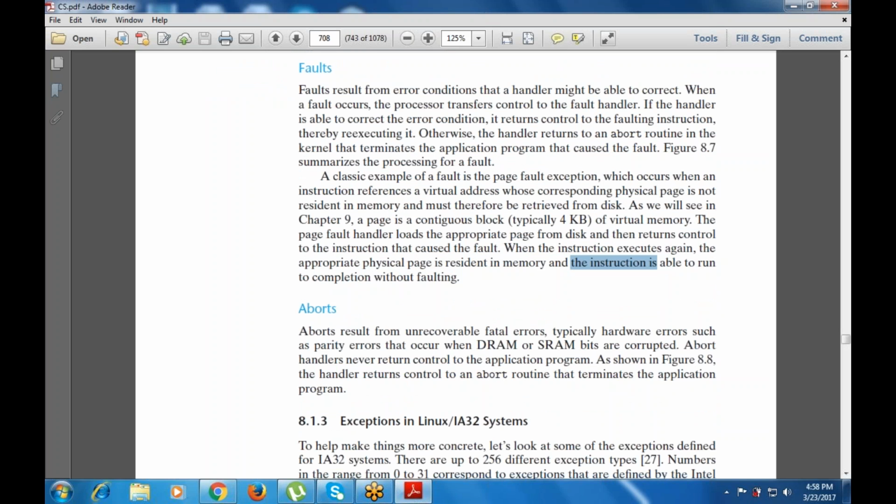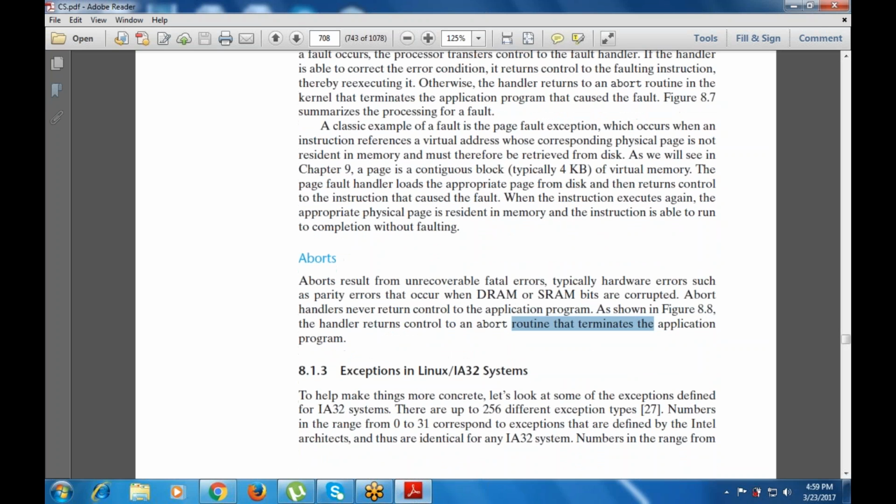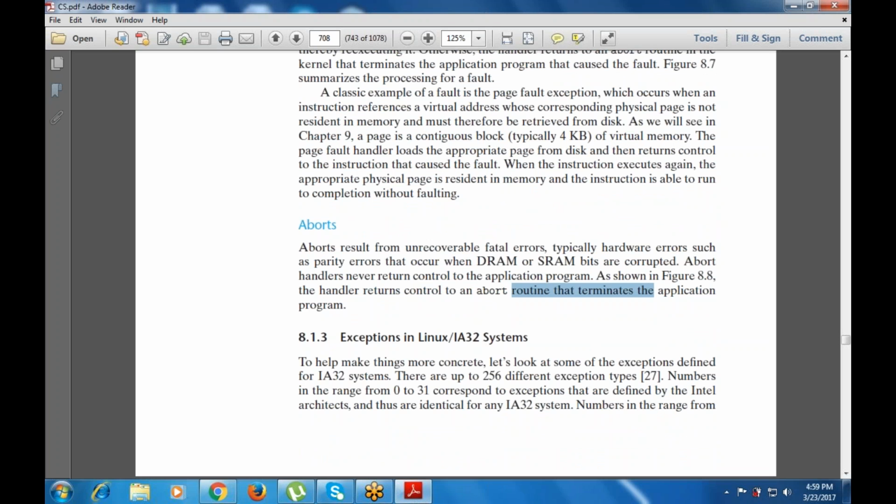Then there is abort, which results from an unrecoverable fatal error, typically a hardware error such as a parity error that occurs when DRAM or SRAM bits are corrupted. An abort handler never returns control to the application program; it returns control to an abort routine that terminates the application program. Abort means terminating the application program we are running.